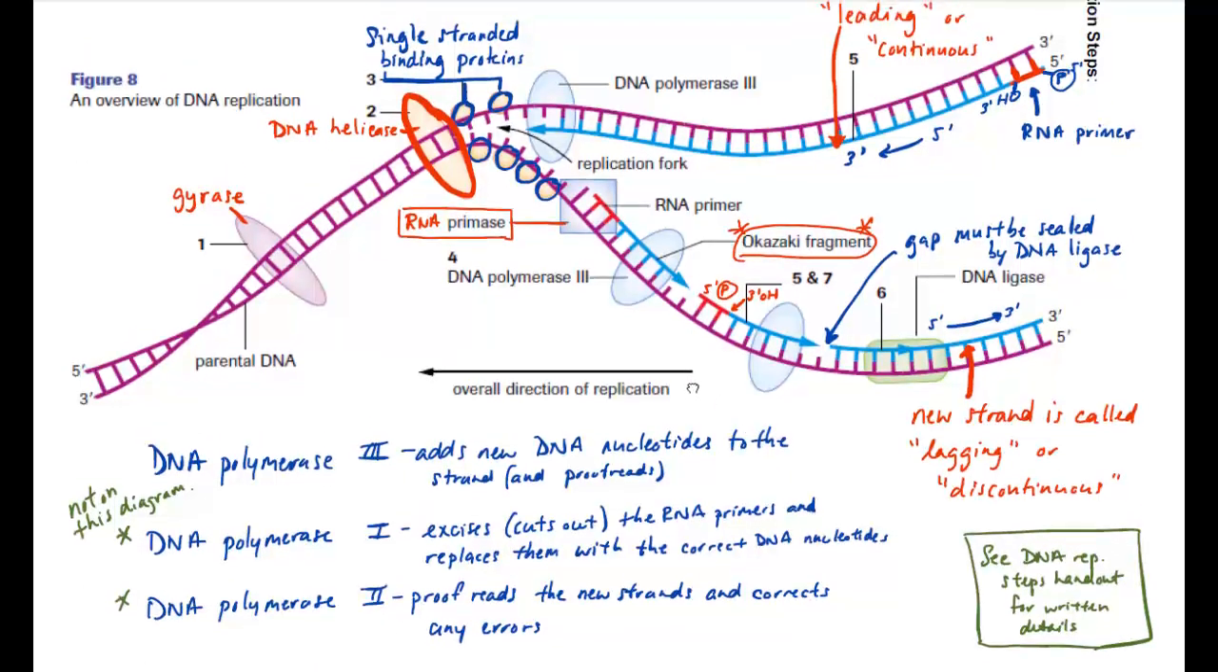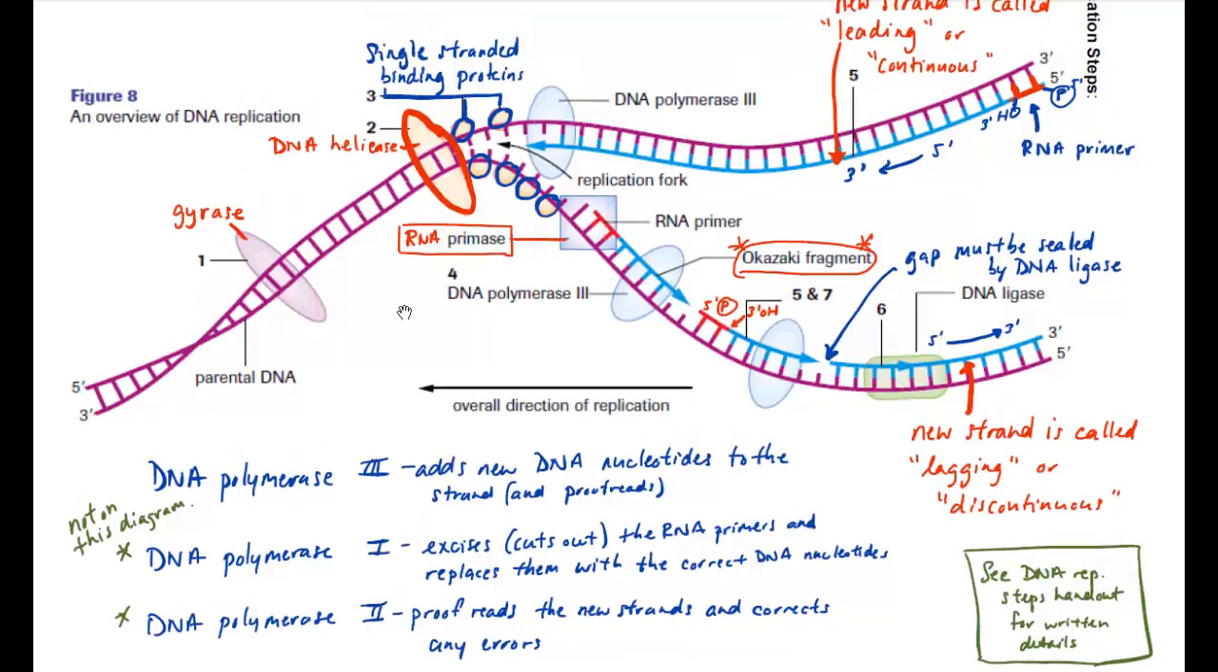You're also going to have to answer questions. For example, if I asked you what would happen if the DNA polymerase stopped working, then you'd have to know that the job of DNA polymerase is to add the DNA nucleotides. So then you could say that you wouldn't get a new strand formed because the DNA polymerase 3's job is to add the nucleotides. And without that, no new strand.